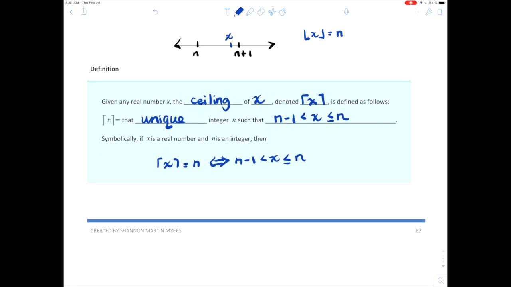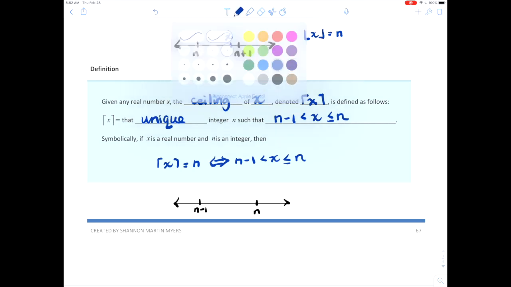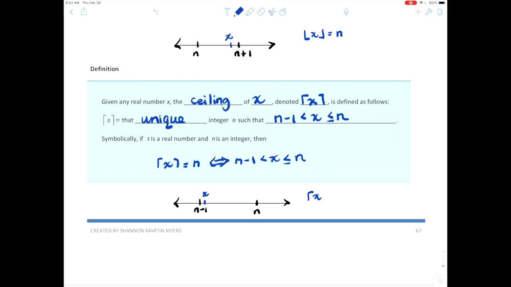This is an important concept for computer science, I've heard in my consultations with Professor Paulding. So make sure that you're really, really understanding this concept. So in a picture, what would happen? You would have n minus 1 and n. And then with x, even if x is super, super close to n minus 1, the ceiling of x still is going to be that first integer to the right, which is n in this case.